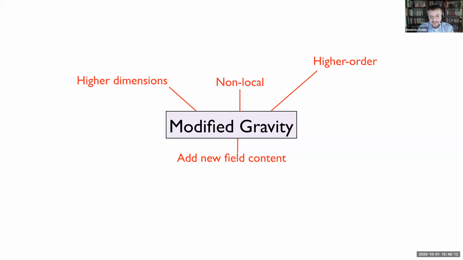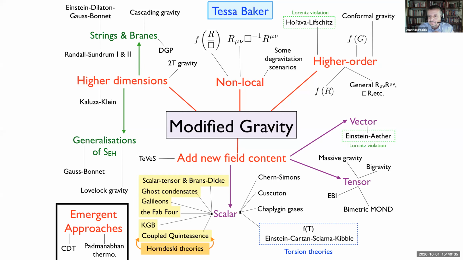And just like every time you have a successful recipe, there are going to be many, many cooks making a lot of bread. Over the last 30, 40 years, there was a quite wide breadth of modifications to general relativity that were proposed based on these modifications. And a former student, Tessa Baker, a few years ago, tried to organize them in this context. And this is what she did.